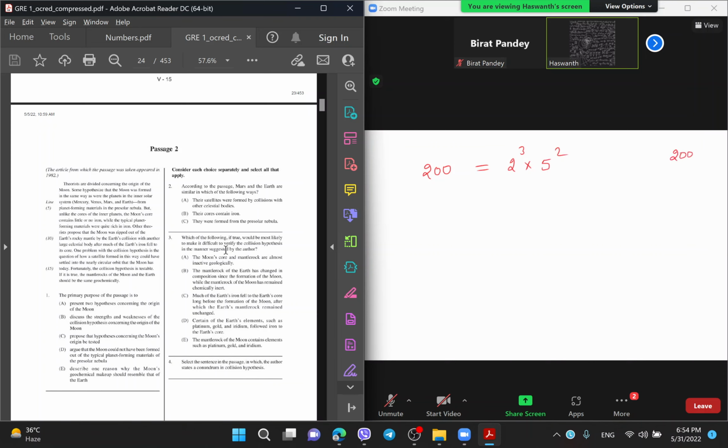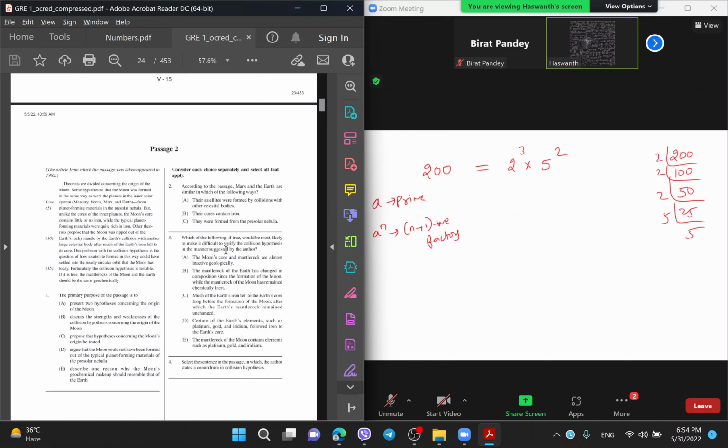Or else you have to start with the prime number, let's say 2, keep factorizing it: 200, 2 twos are 100, 2 fifties, 2 twenty-fives, 5 fives. Now we multiply all this, 2 into 2 into 2 into 5 into 5, which is nothing but 2 cube into 5 square. Now we use the idea that if a is a prime number, a power n will have n plus 1 positive factors.